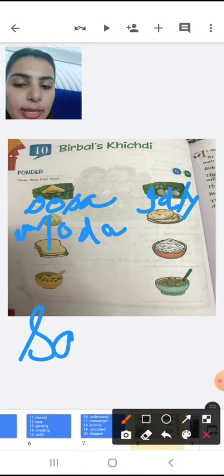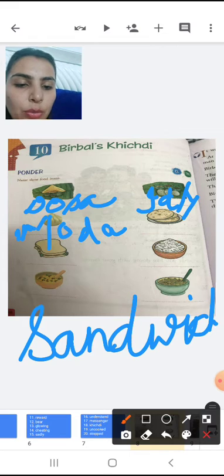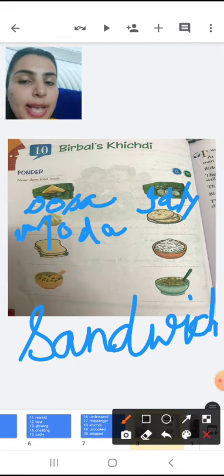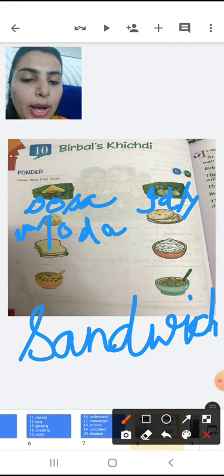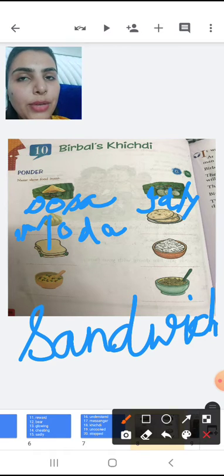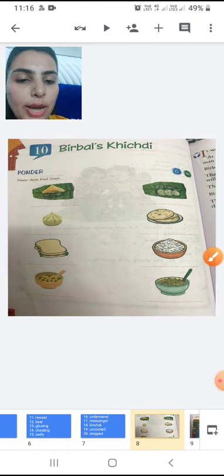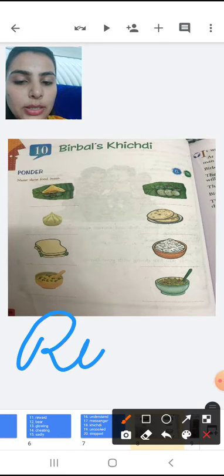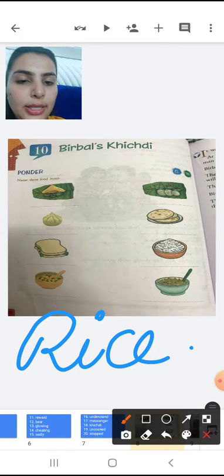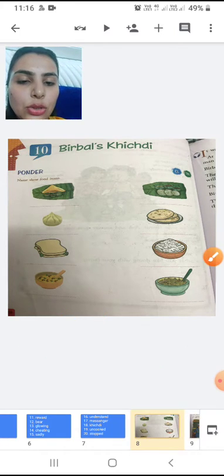Sandwich. Sandwich. Next is, what is the next? A bowl of rice. So write down rice. R-I-C-E, rice. And then the next is soup.